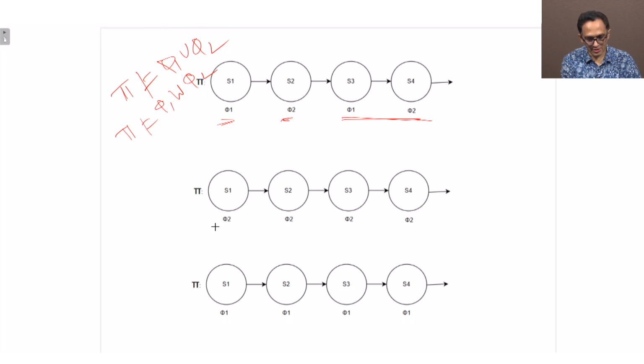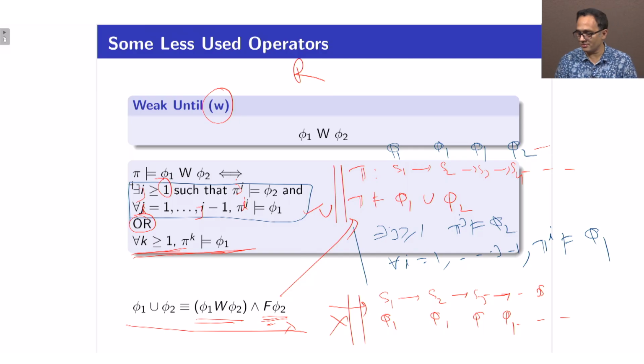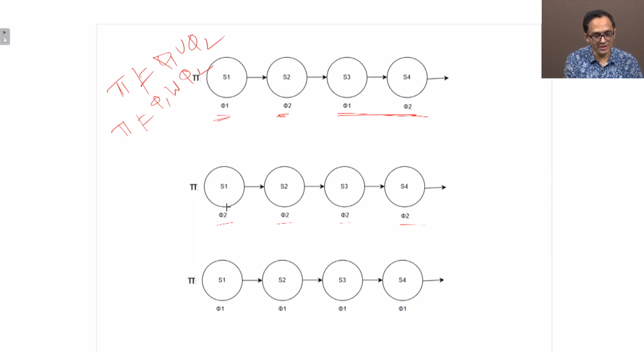Now think about a path where only phi 2, phi 2, phi 2 holds. Does this satisfy phi 1 until phi 2? Yes, because phi 1 holds until phi 2 holds. By the definition, it starts from the first state itself, so it may happen that phi 2 holds in the first state. So this path satisfies phi 1 until phi 2, and by virtue of that also phi 1 weak until phi 2, because whenever until holds, weak until also holds.